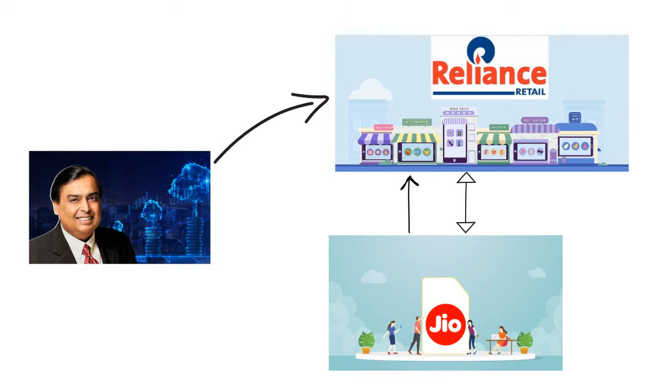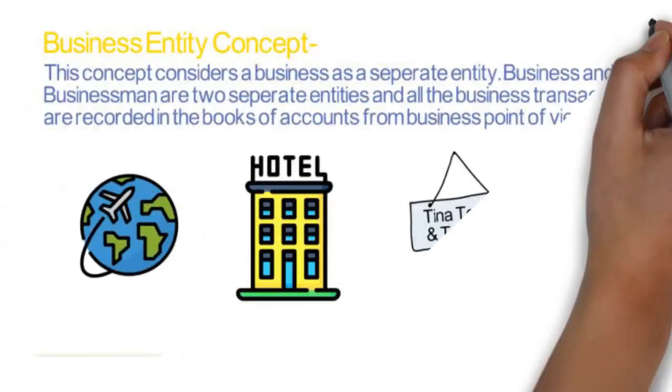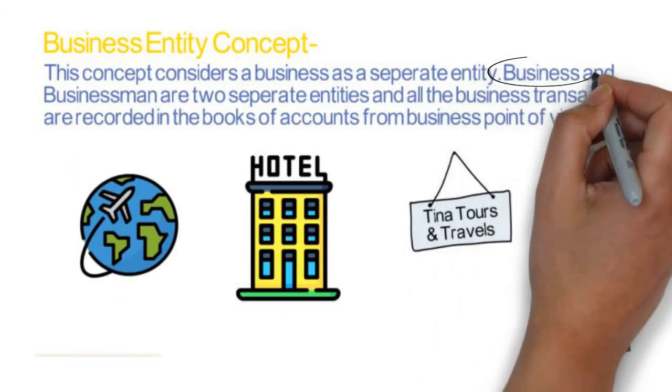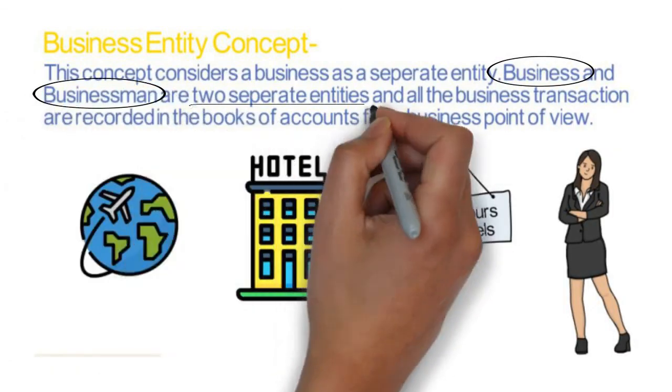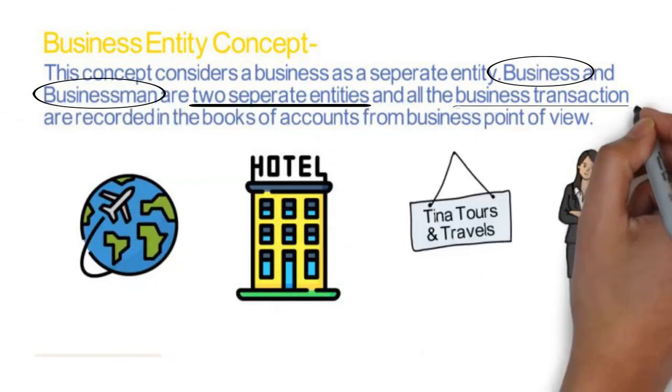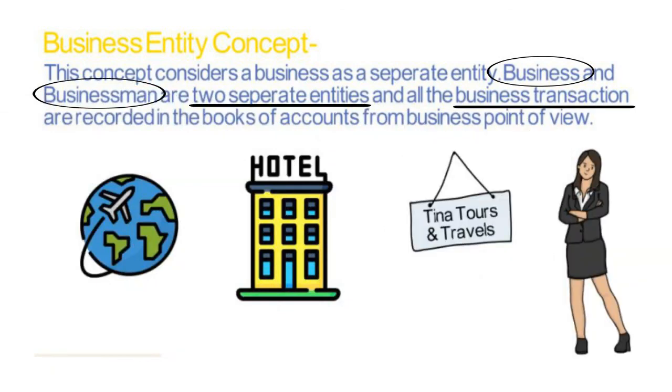We remember that example. So, Mr. Ambani also cannot record the expenses of Jio in the books of accounts of Reliance because the business entity concept clearly states that business and businessmen are two separate entities, and all business transactions are recorded in the books of accounts from the business point of view and not from the personal point of view.